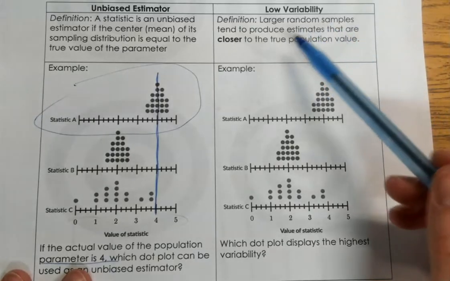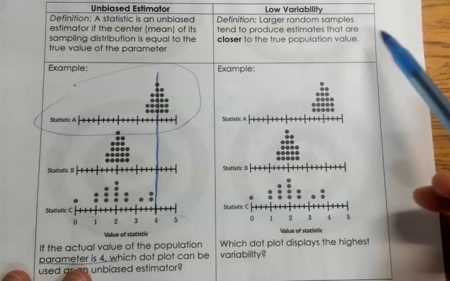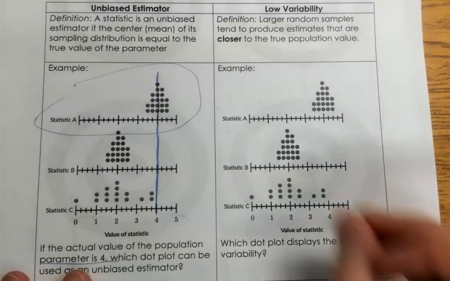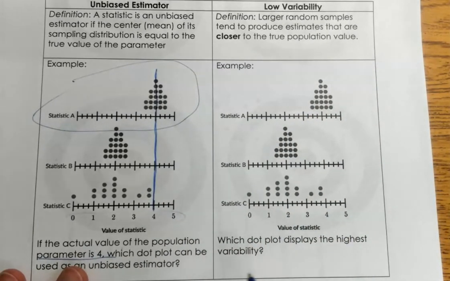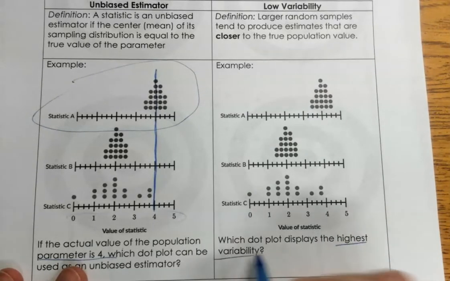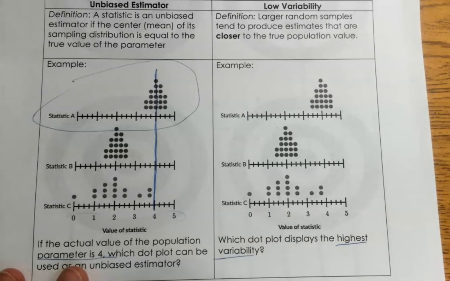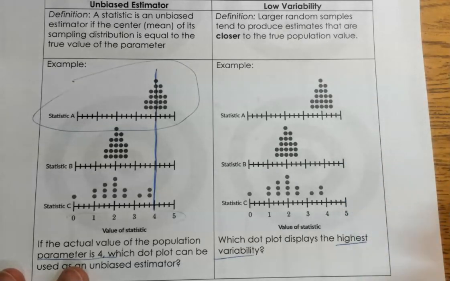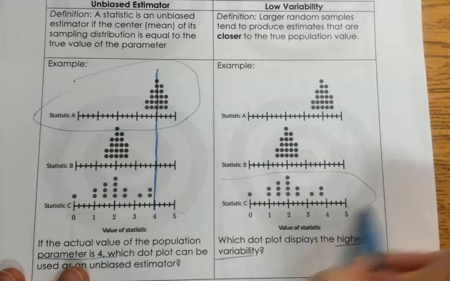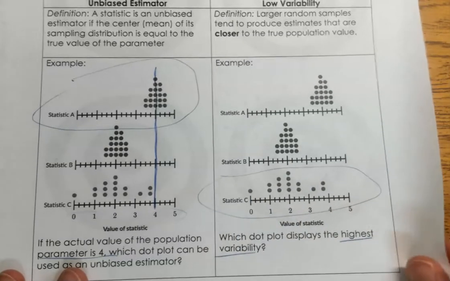Alright, low variability: larger random samples tend to produce estimates that are closer to the true population value, meaning not spread out but closer. Which dot plot displays the highest variability? It's got high variability, it's pretty spread out. So what do you think has the highest variability? A, B, or C? I hope you said C, because C is definitely the most spread out.